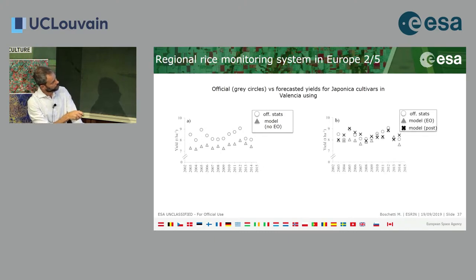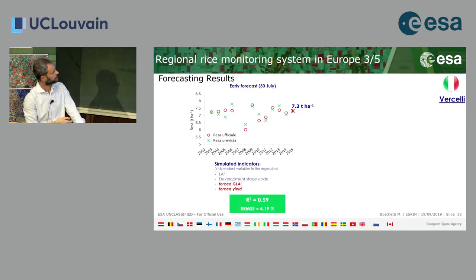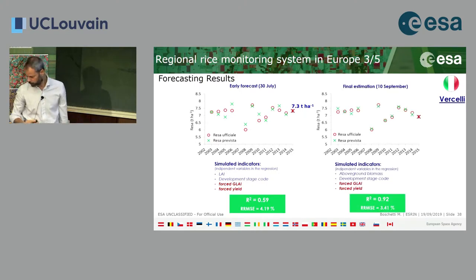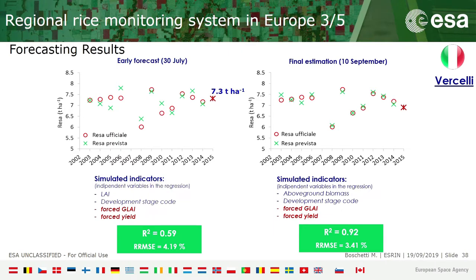When we ingest the remote sensing data, you see the triangles are much closer. And when we do the post-processing, we see that we can fit very close to the official statistics. Then this becomes the model to predict the estimate. This is just an example I wanted to show you, and this is the last one. Then we can do what forecast means, that you want to predict the yield before the end of the season. You can do that in July, for instance, for a summer crop that is harvested in October, or in September, just before harvesting.